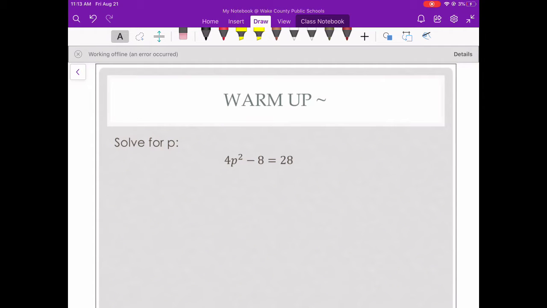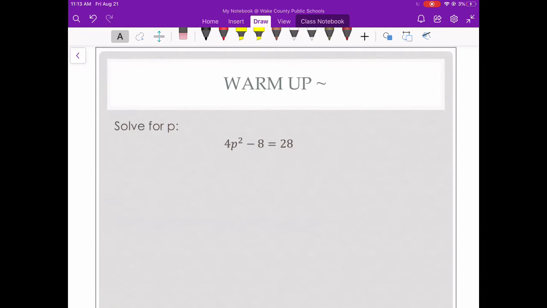Hey everybody, this is a video on solving literal equations. Before we get into what a literal equation is, I'd love for you to do this warm-up equation. I'd love for you to solve for p. This is a quadratic, so pay attention to inverse operations and the number of solutions. Go ahead and pause your screen and do that.